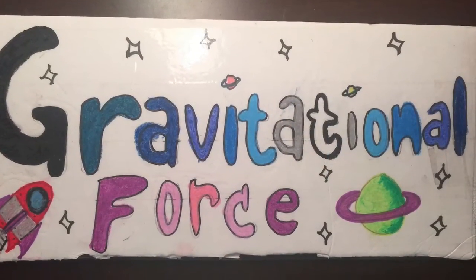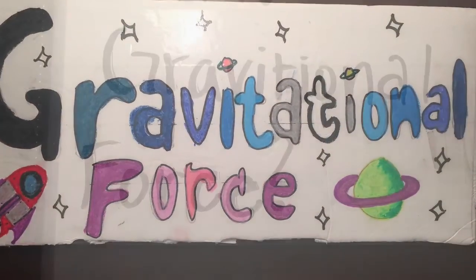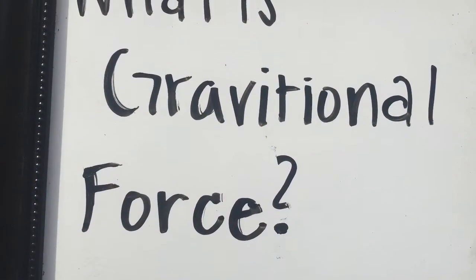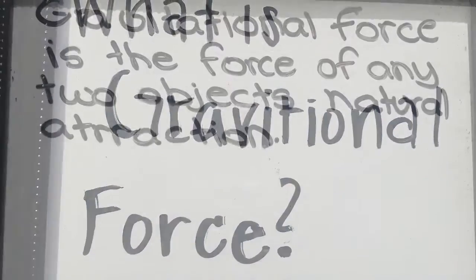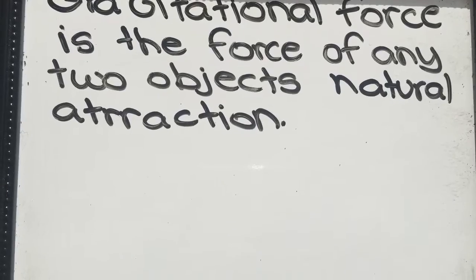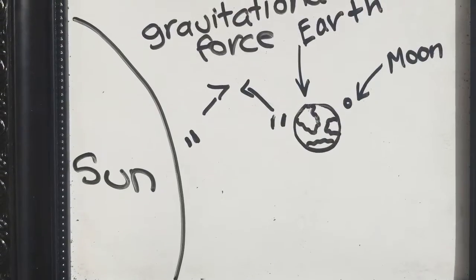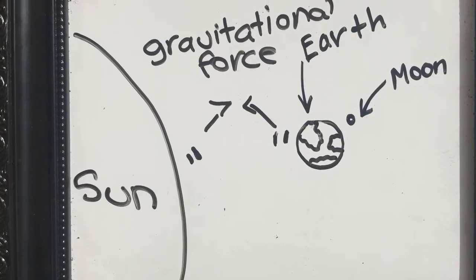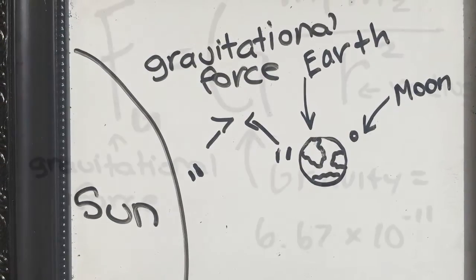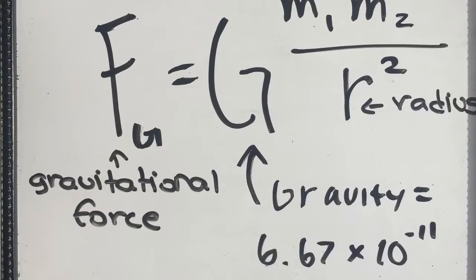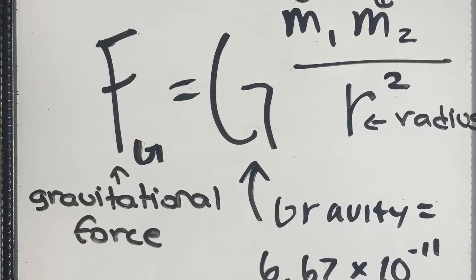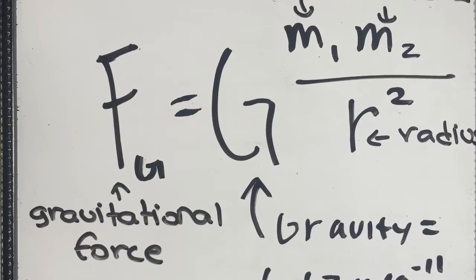Our third and final topic is gravitational force. What is gravitational force? Gravitational force is the force of any two objects' natural attraction. A real-life example of gravitational force is the attraction between Earth and the Sun. Gravitational force equals gravity times mass 1 times mass 2 over radius squared.